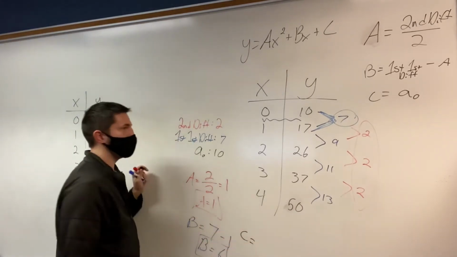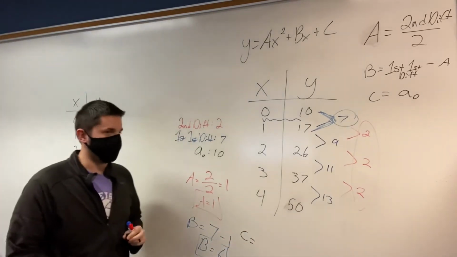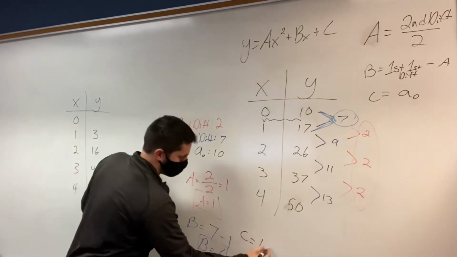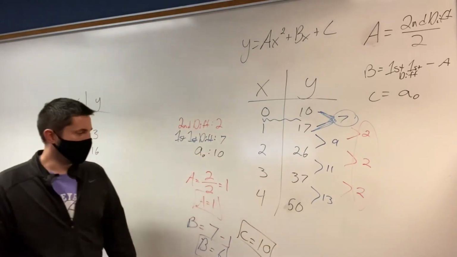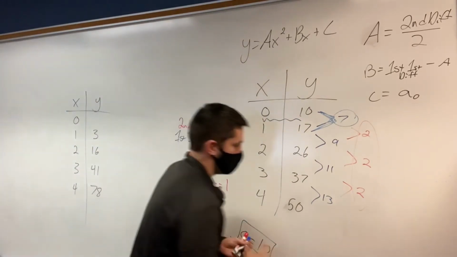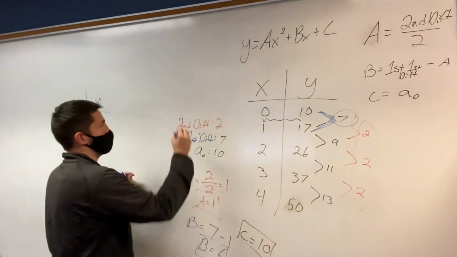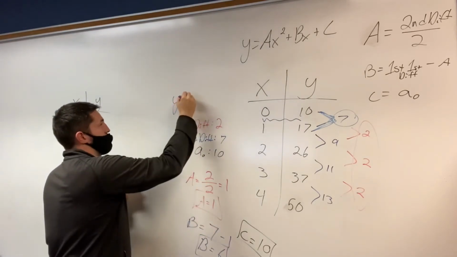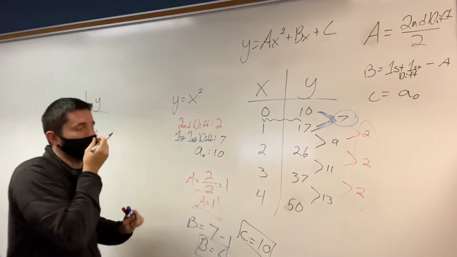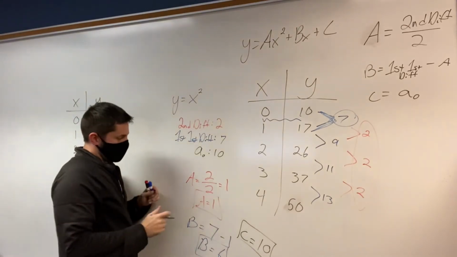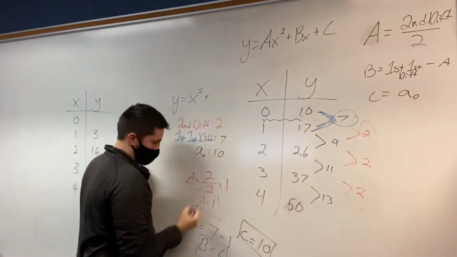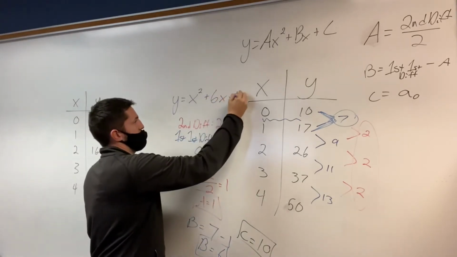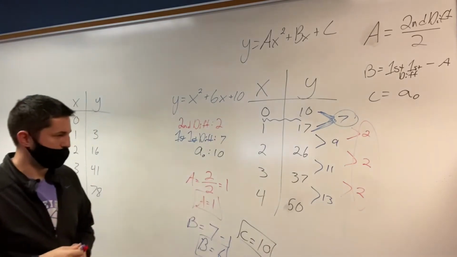C, easiest one of all. You should be able to see it without any calculations. 10, yes, okay, cool. Got it, 10. Done. Okay, so I got ABC. Done, and now I can say my actual answer is y equals ax squared. So I'm just going to put x squared, because you don't need to say 1x squared, because that's unnecessary. And plus bx, so plus 6x, plus c, plus 10. Done on that one, okay?